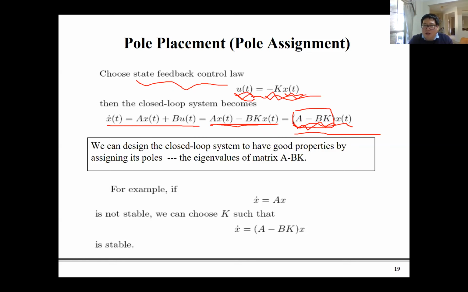Then for most of the cases, A and B are constant. Then you can choose the K, right? So you can choose a proper K to make the new A matrix, which is A minus BK, have all negative eigenvalues, or negative real parts of eigenvalues. Which means if you choose a proper K for the state feedback control system, then you can make the system stable, right? So that is the pole placement.